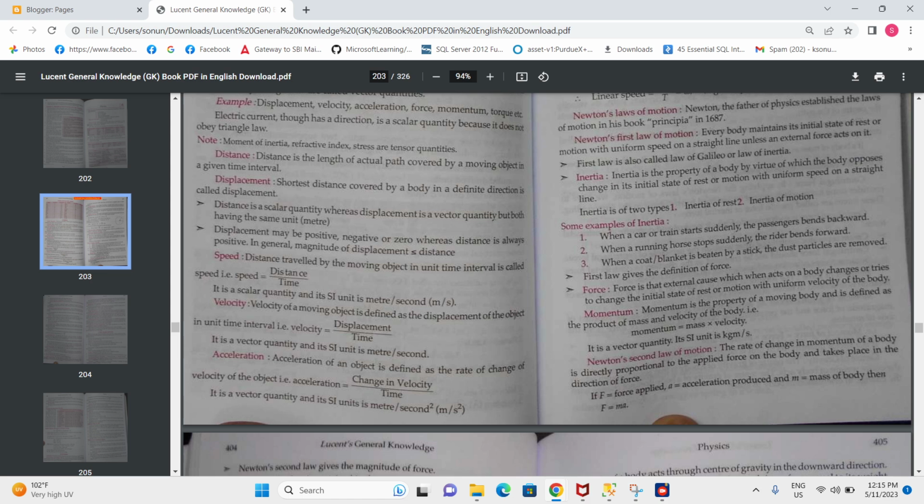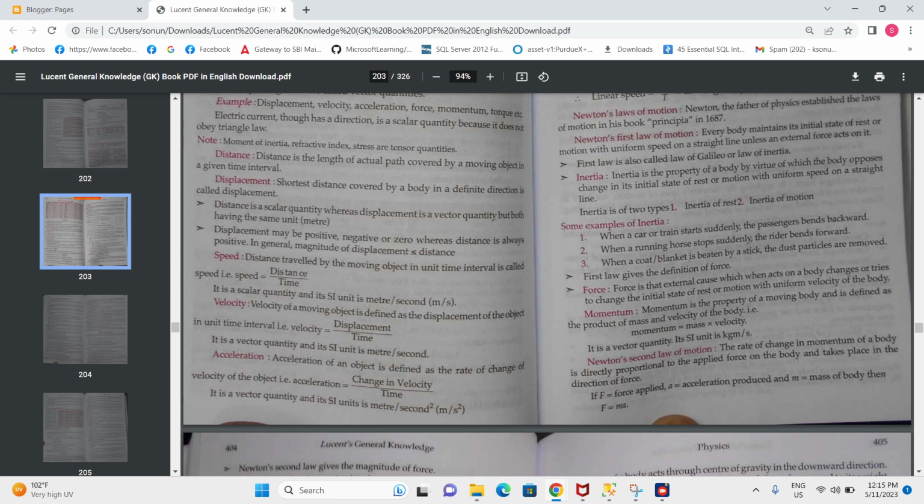When a coat or blanket is beaten by a stick, the dust particles are removed. So these are examples of inertia. We should keep these in mind, because in the examination a question may be asked like this, that a kind of situation has occurred and it's due to which law. So simply it's the law of inertia.